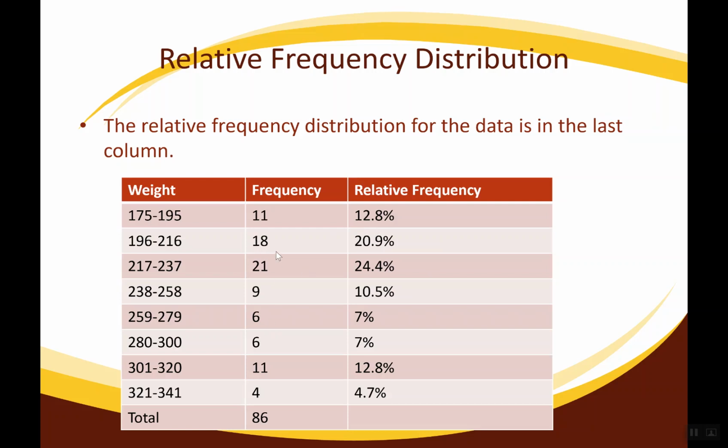So 11 over 86, 18 over 86, right? I kept going down. 21 over 86, 9 over 86. So I went through each of the categories. I divided by 86 to get the relative frequencies, which again should add up to 100. If it comes up a little bit over, that usually has something to do with the rounding, or if it comes up a little lower, it has something to do with the rounding. That's okay. That just says we rounded, but it gives us an idea of what's happening.